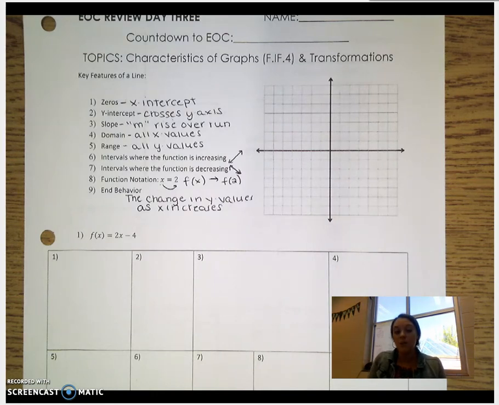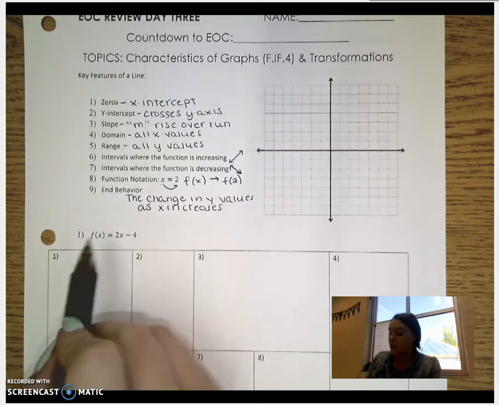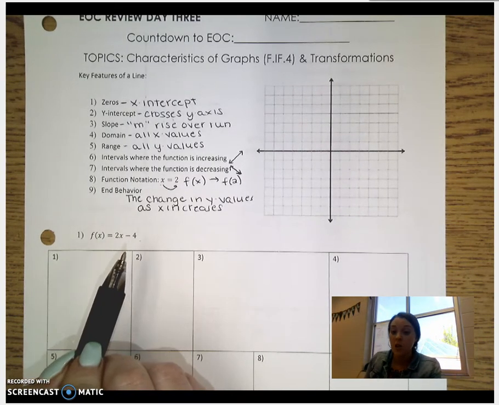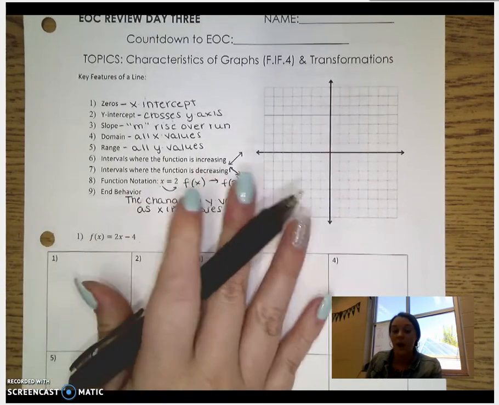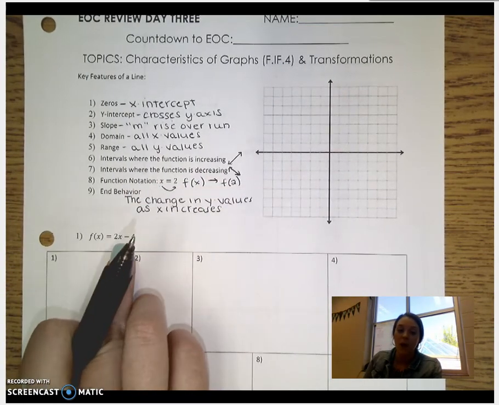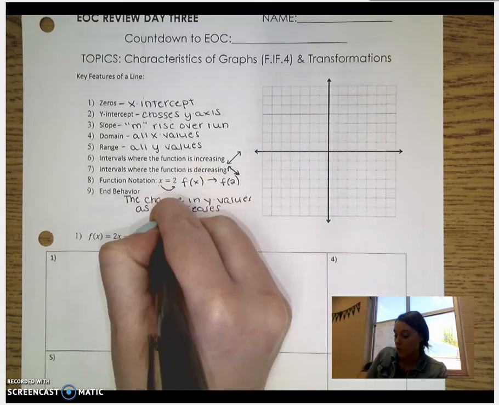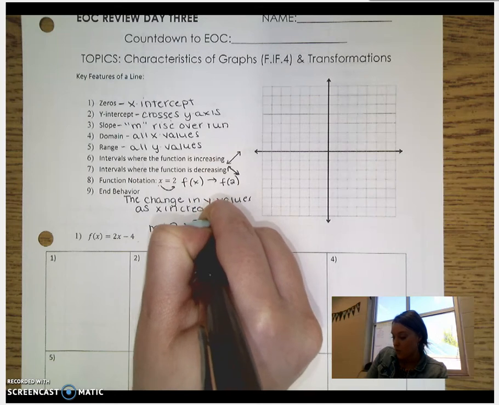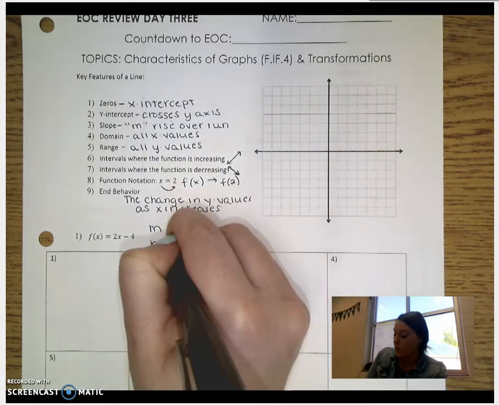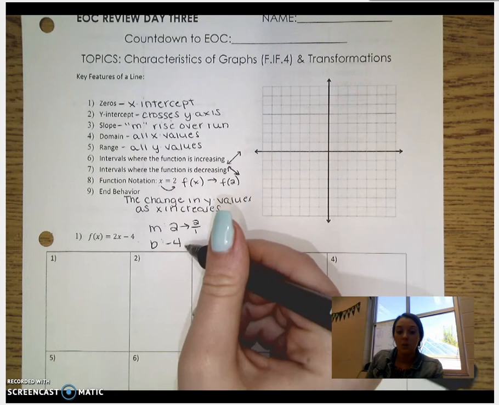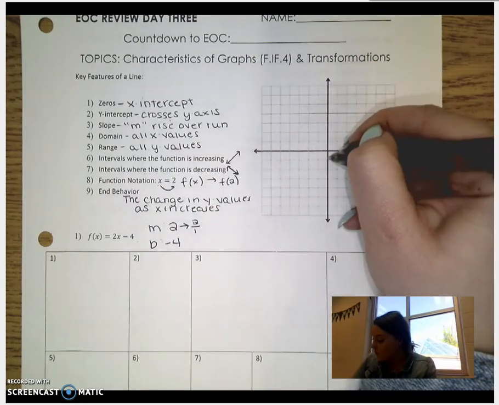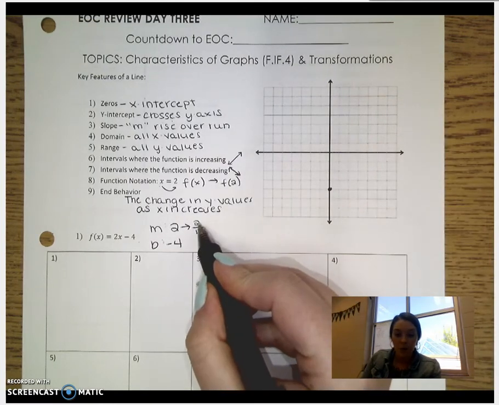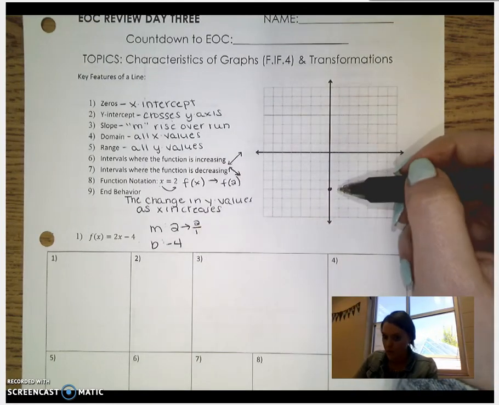Okay, so the first thing we're going to do is we're going to graph the function f of x equals 2x minus 4. And linear functions you can graph without your calculator. You should be able to plot your y-intercept and your slope. So your m and your b. Your m is 2, which can be written as 2 over 1, and your b is negative 4. So we're going to start at negative 4 on the y-axis. That's your y-intercept. And we're going to go rise 2 over run 1.